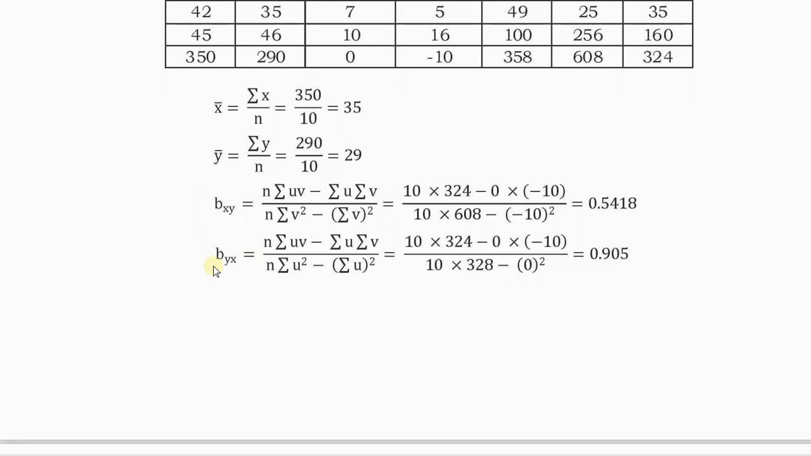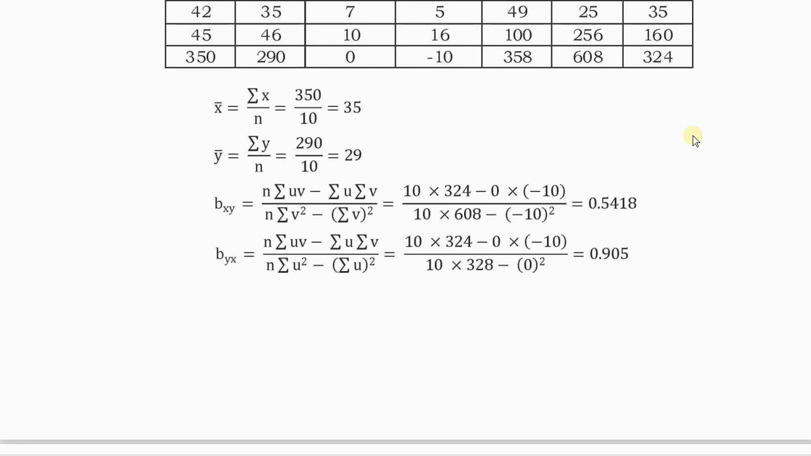Now similarly, the regression coefficient of y on x is given by n into summation of uv minus summation of u into summation of v, divided by n into summation of u square minus summation of u whole square. So 10 into 324 minus 0 into minus 10, divided by 10 into 328 minus 0 square. So that yields the result 0.905.